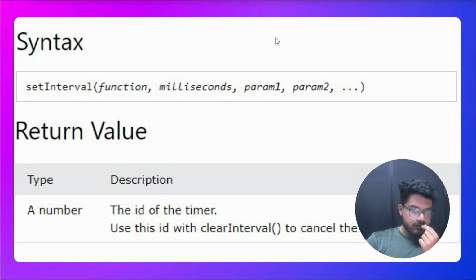Next, set interval. Similar to set timeout, there are certain parameters which can be passed to it. Function is nothing but a function name, arrow function, anonymous function, or any kind of function declaration. Milliseconds is the amount of delay it has to take. Parameter 1, parameter 2 are optional parameters. If you want to pass certain values, you can pass them in set interval as well.